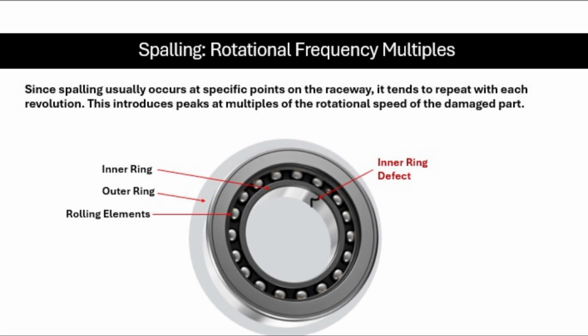When rolling elements pass over the spalled area, they hit it like a small bump in the road. This creates a high-frequency impact, sending a pulse through the structure. These impacts repeat each time the component rotates, introducing vibrations at specific frequencies.